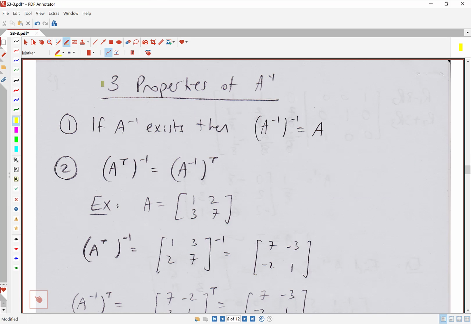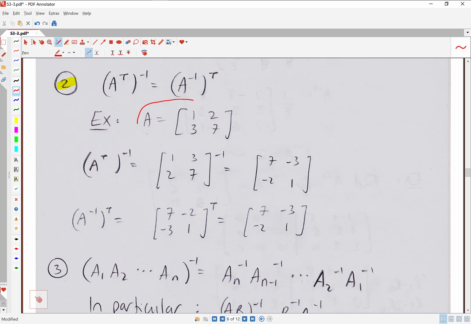So now let's talk 3 properties of A inverse. First property, if A inverse exists, then the inverse of A inverse is equal to A. Second property, we're going to look at how the inverse operation interacts with the transpose operation. So the inverse of A transpose is the same thing as the transpose of A inverse. And let's just do a quick example to convince ourselves of that.